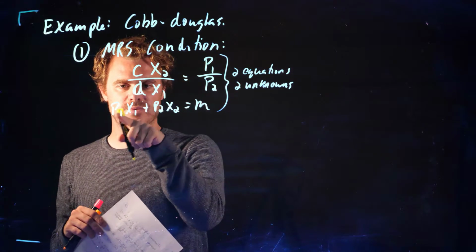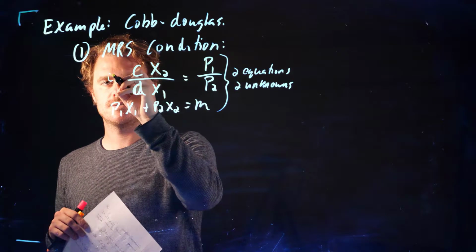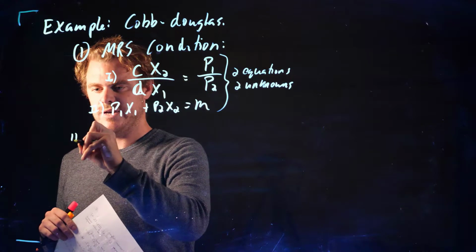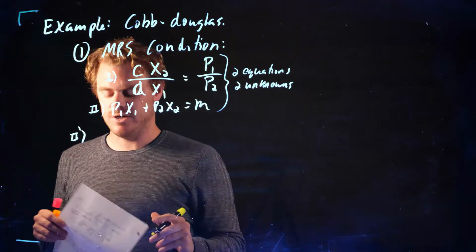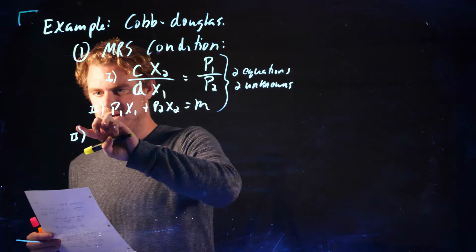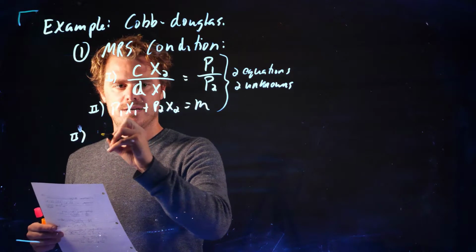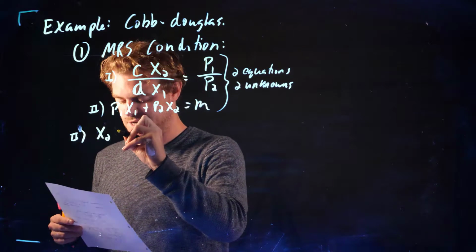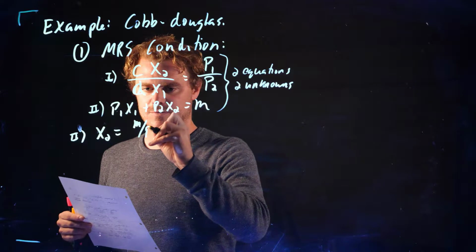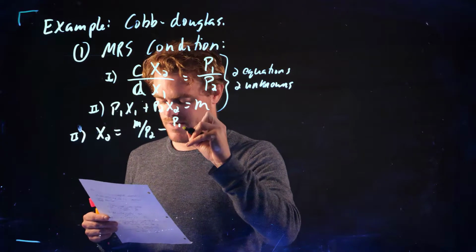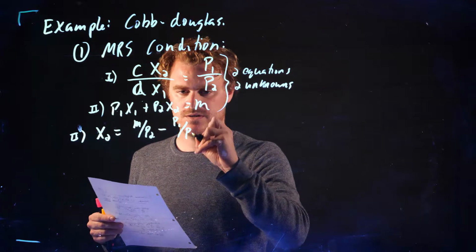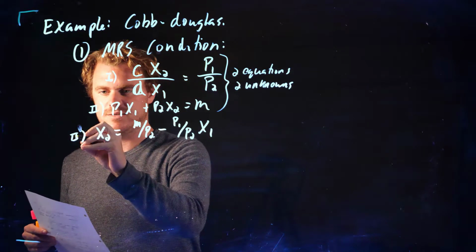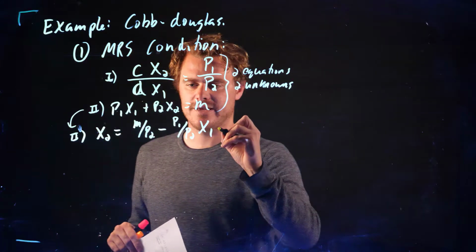Let's call these 1 and 2. We can rearrange 2 and solve for x2 in terms of x1. We've done this a couple times already: x2 equals m over P2 minus P1 over P2 times x1. And we're going to plug this into equation 1.